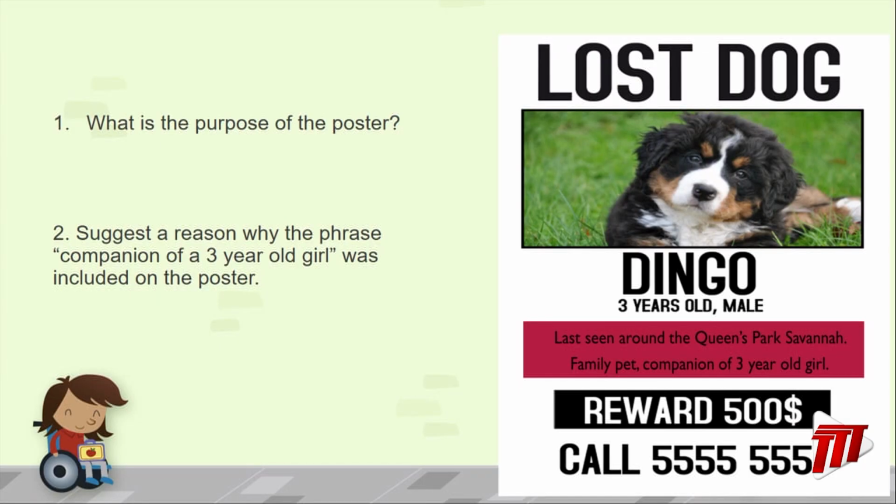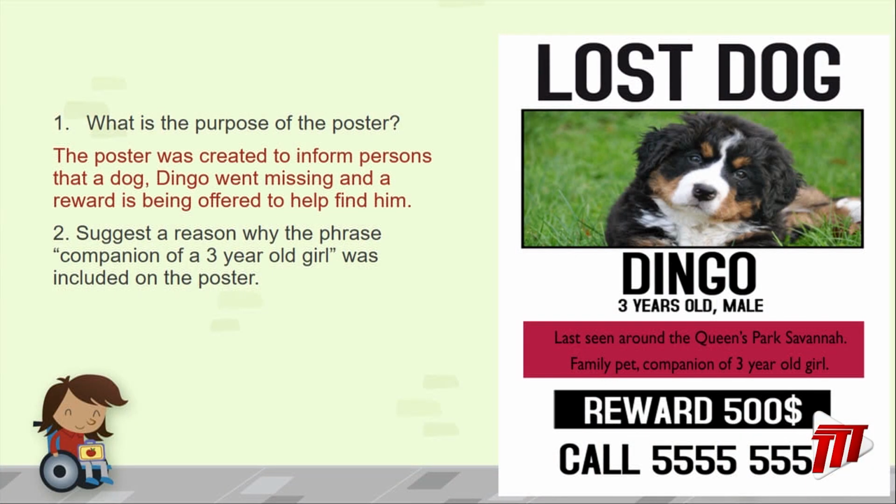Again, let's take a look at the questions together with the graphic. What is the purpose of the poster? Suggest a reason why the phrase "companion of a 3-year-old girl" was included on the poster. Remember what we just learned? The purpose would be the reason for making the poster. The reason the owners made the poster was to inform persons that a dog, Dingo, went missing and a reward is being offered to help find him.